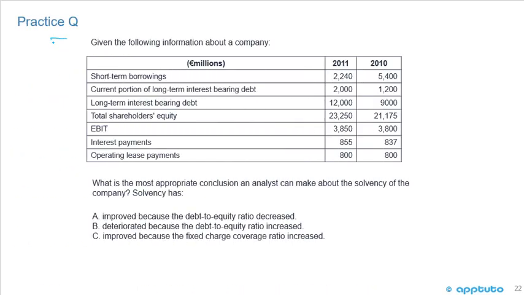Okay, another practice question. So you can see, given the following information about a company, they're giving quite a few line items here. So as I said, exam study skill tip, skip down and read what's required. What is the most appropriate conclusion an analyst can make about the solvency? Solvency has A, improved because the debt to equity ratio decreased, B, deteriorated because the debt to equity ratio increased, or C, improved because the fixed charge coverage ratio has increased. So now you know two of them are asking for the debt to equity. So we're going to try to zoom in when we're looking at the data then. What is the debt to equity?